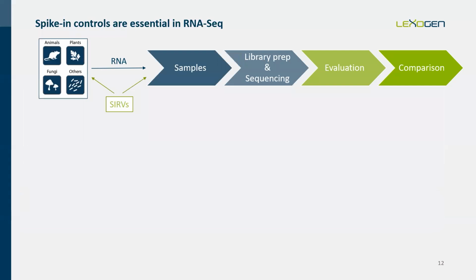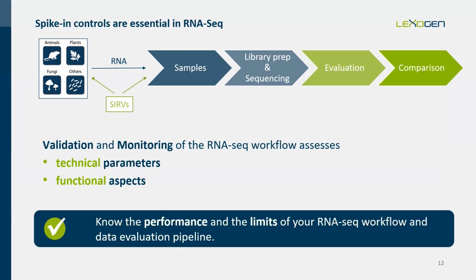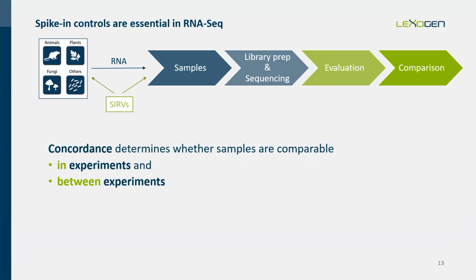Spiking controls are essential for RNA-seq experiments. They allow validation and monitoring of the RNA-seq workflow and assessing technical parameters such as bias, sensitivity, and length representation, and also evaluation of functional aspects like isoform detection and quantification. This allows you to know the performance and the limits of your RNA-seq workflow and data evaluation pipeline.